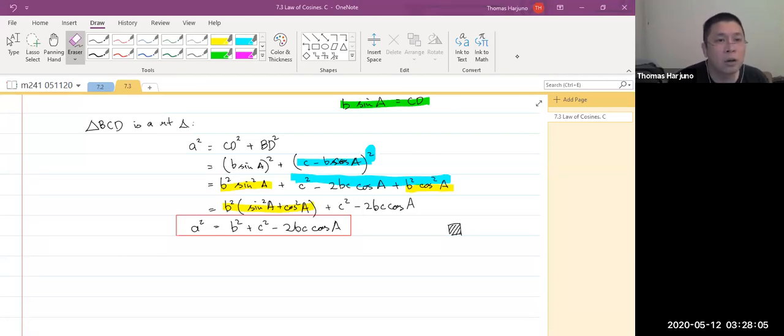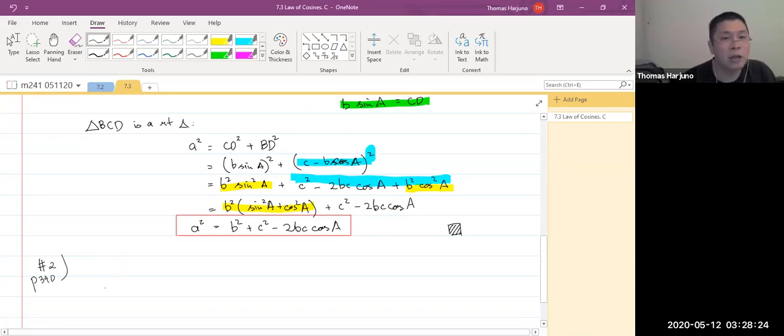Let's see, on page, where's my, okay, number 2 on page 340. We have side a is 120 inches, side b is 66 inches, and angle C is 120 degrees. We want to find side c.